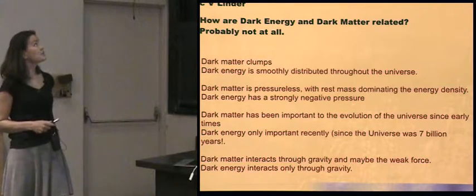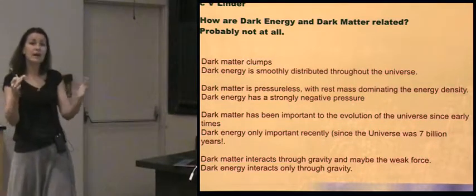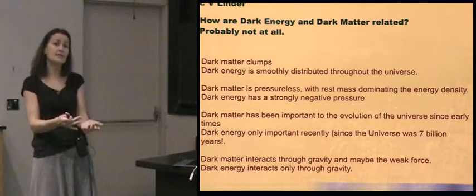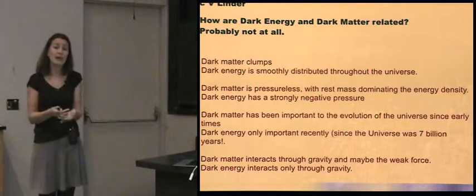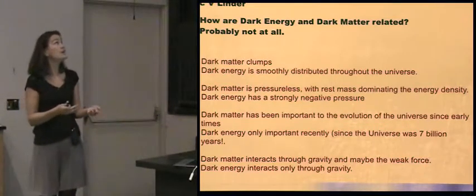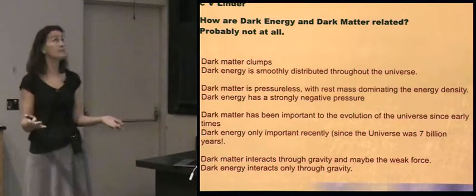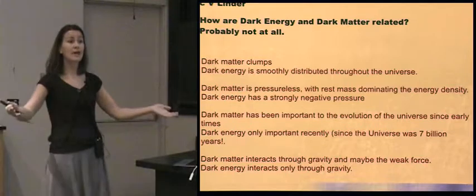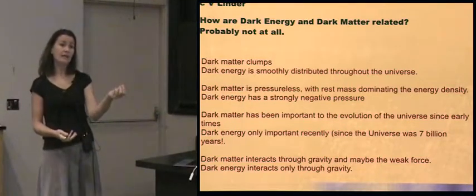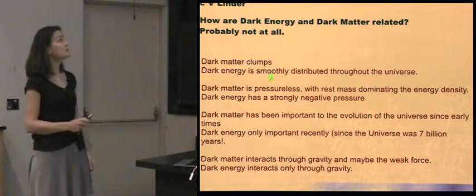So as I mentioned, the first thing is that dark matter clumps. So it clumps into these dark matter halos that galaxies form in. Dark energy does not behave like that. And if it did, we would have no galaxies forming in the universe. Dark energy is very smoothly distributed throughout the universe. So think about that scalar field everywhere in space and time, but having very low value, okay, very, very smoothly distributed. Dark matter is pressureless.